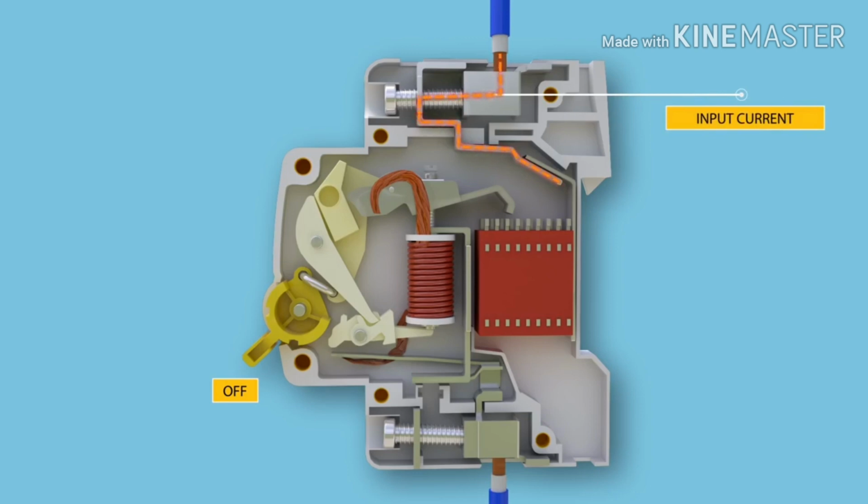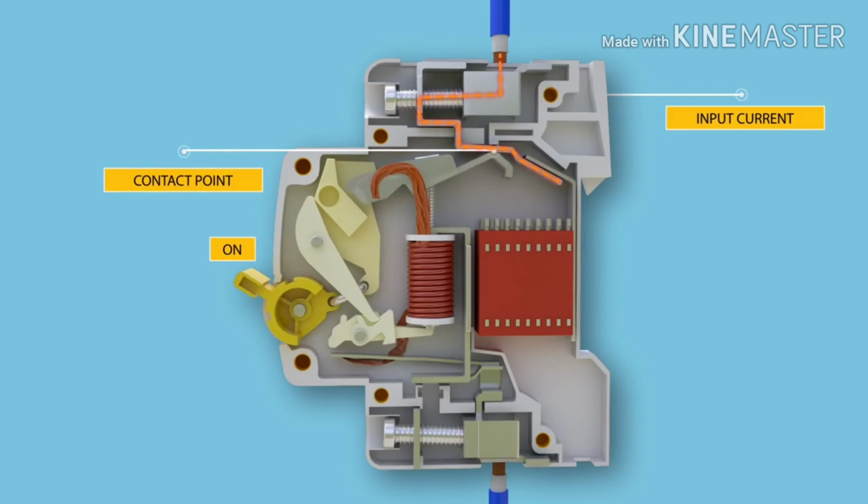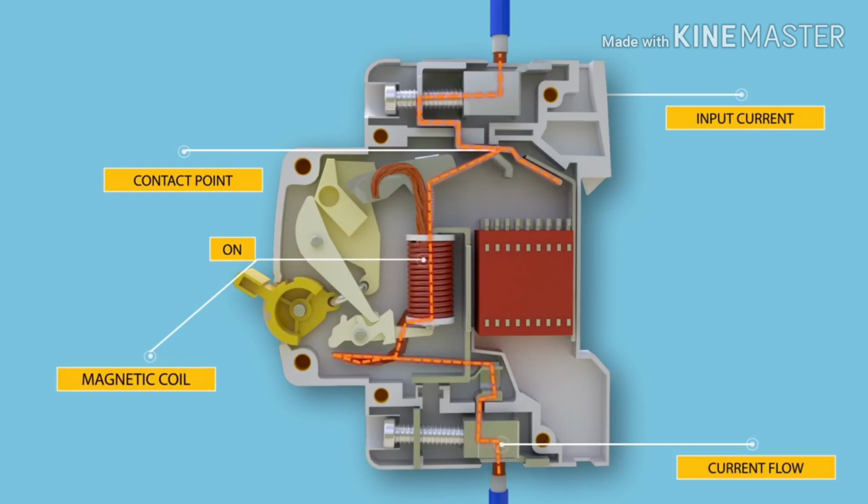Under normal working conditions, the circuit breaker works when we switch the operator manually from position off to position on. Electric current carrying path is shown in animation. First incoming terminal, then contact point of moving and fixed contacts, then magnetic coil, then bimetallic strip, then outgoing terminal. All are arranged in series.